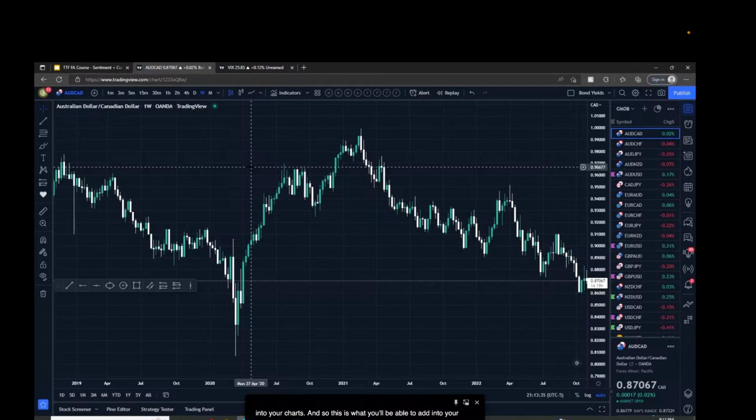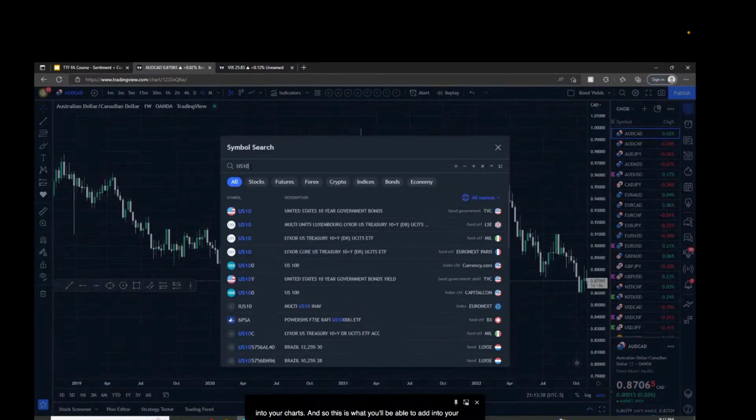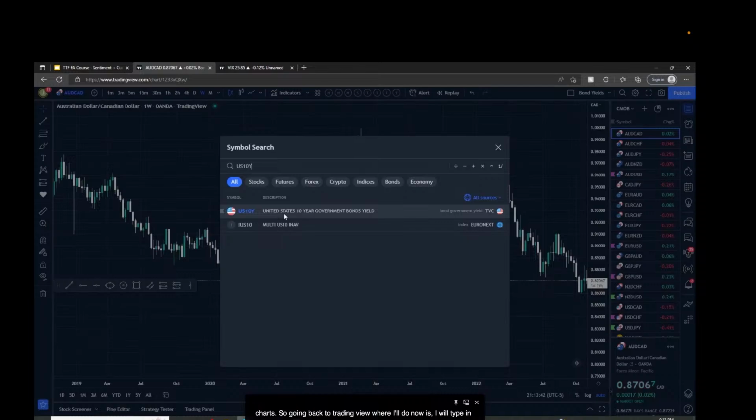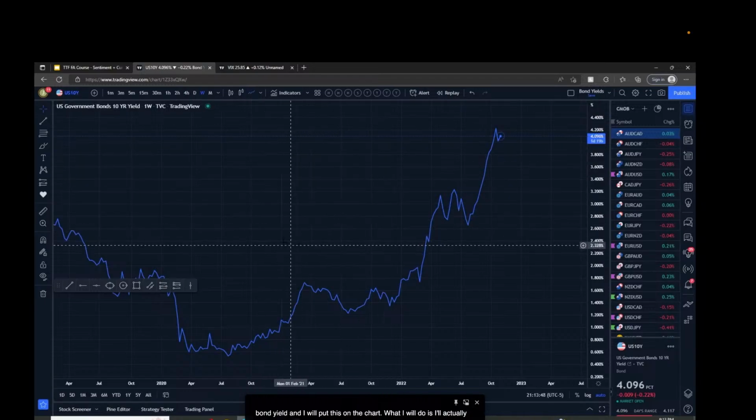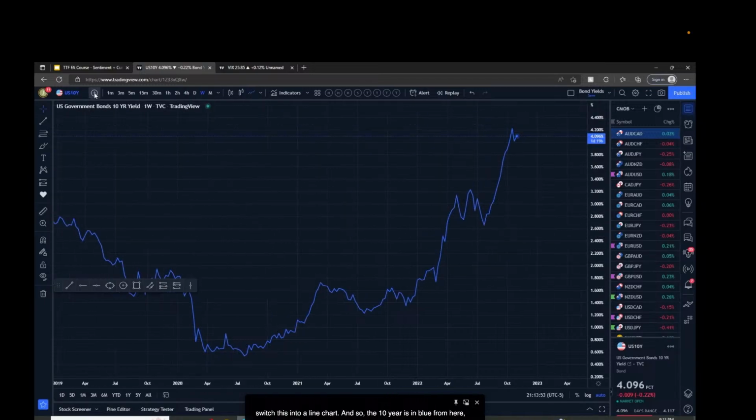So going back to TradingView, what I'll do now is I will type in US 10-year Y, and this is the United States 10-year government bond yield, and I will put this on the chart. I'll actually switch this into a line chart, and so the 10-year is in blue. From here, I'll come up to where it says the US 10Y, and I'm not too sure if this is a TradingView subscription plan limitation. I have premium, so I have the highest one, so I don't know if there's a difference between Pro Plus in this instance, but if there is a difference, you'll be able to see a little plus, and you can actually add a symbol on top of this.